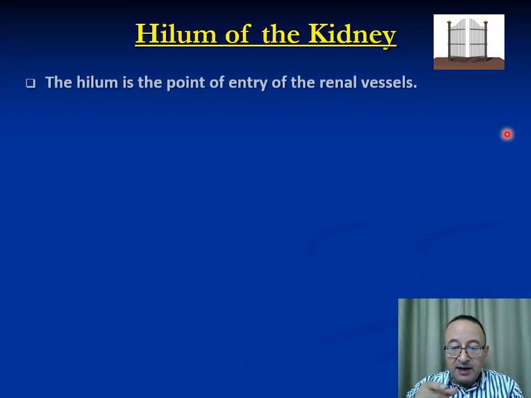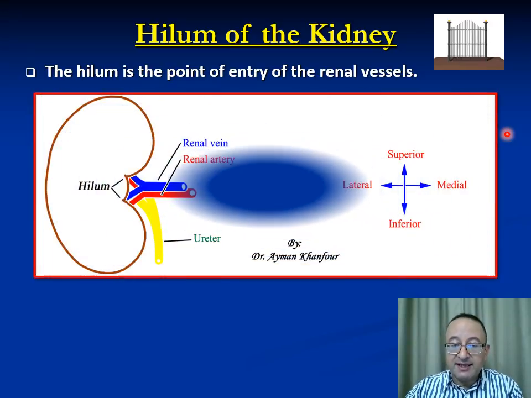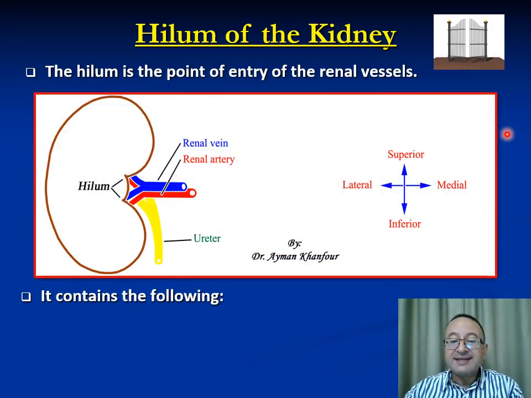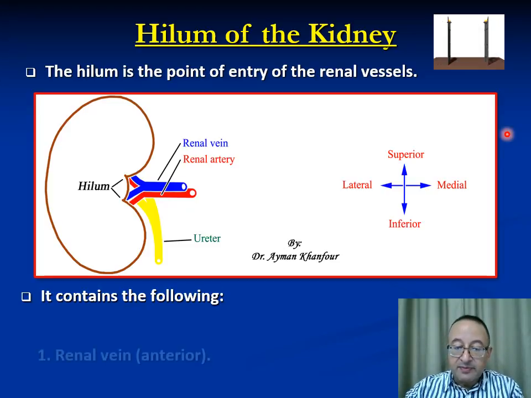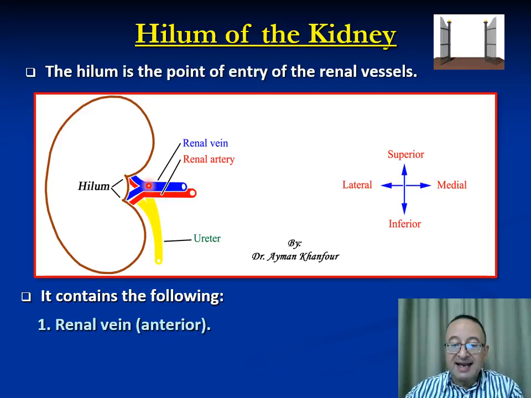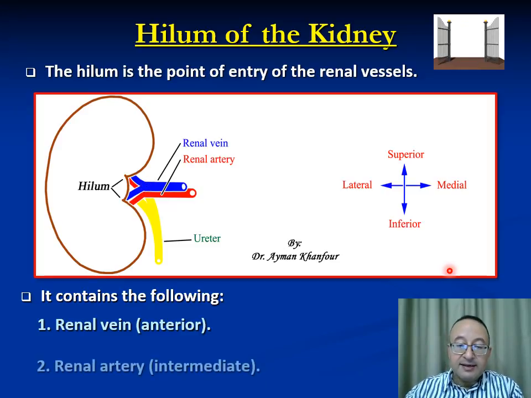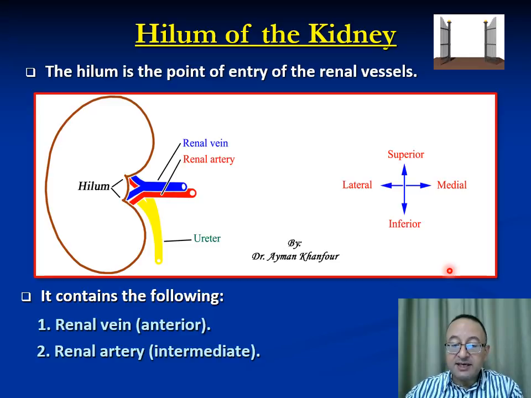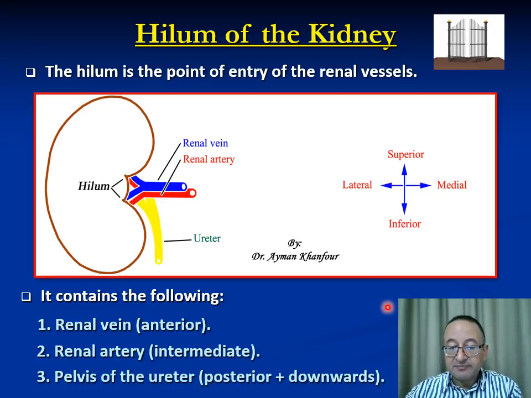So, if I look here to the hilum of the kidney, I'll find that it contains three main structures. The most anterior one is the renal vein. The next structure is the renal artery, which lies intermediate in position. And the third one is the ureter. But here, the upper part of the ureter is slightly dilated, forming what is called pelvis of the ureter. Sometimes we say it is called renal pelvis. It is the most posterior structure and directed downwards.